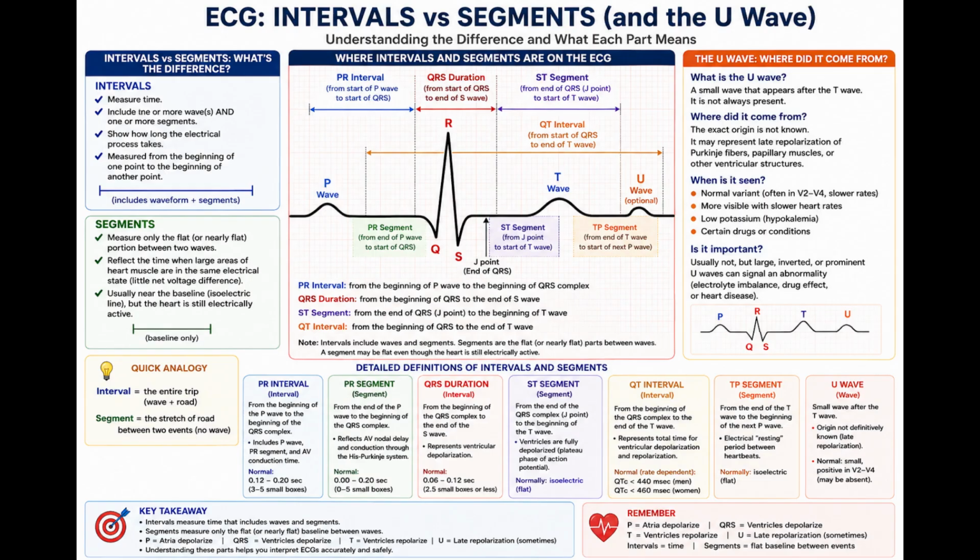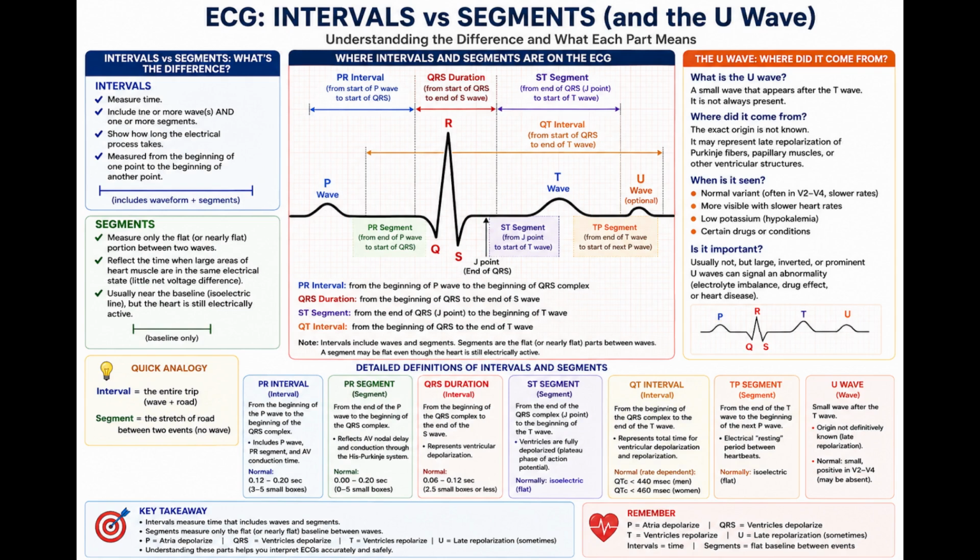A segment is the portion of the tracing between two waves or complexes. It is usually relatively flat and close to the isoelectric baseline. An interval is a measurement of time that includes at least one wave or complex and may also include one or more segments. A helpful analogy is to imagine a road trip.